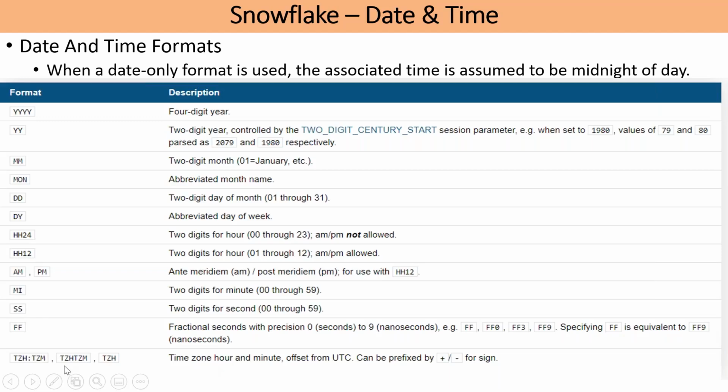And this is the time zone format. TZH colon TZM mean time zone hours and time zone minutes, and you can write time zone hours and minutes together, or just time zone hours, in the UTC format, specified with plus or minus.